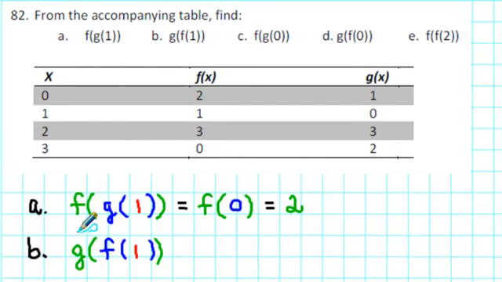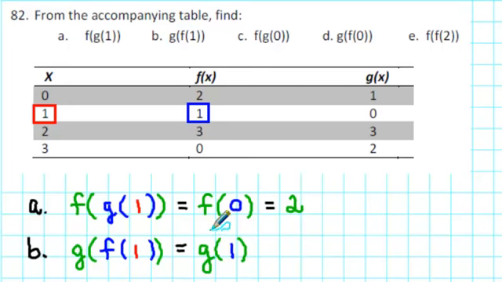For b, we're asked to find g of f of 1. So first of all, we locate 1 for x and evaluate f of 1. From the table, we see that f of 1 is equal to 1, so we substitute 1 for f of 1. Next, we evaluate g of 1. The output of 1 now becomes an input, and the corresponding output is 0. So g of f of 1 is equal to 0.